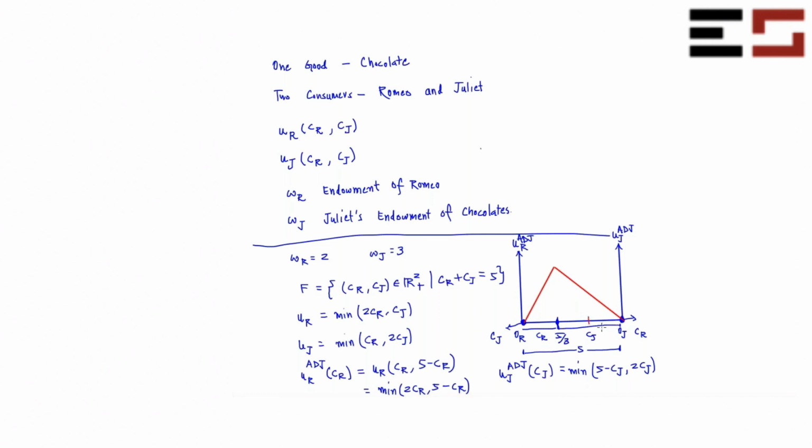Now by symmetry, because it's just the symmetric utility function from Juliet's perspective, you can do the same thing for Juliet, right? So Juliet will have preferences which can be represented in this way, of course assuming feasibility. And what is this point? This point must be 5 by 3 from this direction. So if it is 5 by 3 from this direction, it is 5 minus 5 by 3 from this direction, right? So 5 minus 5 by 3 is what? It is 10 by 3. So this point is 10 by 3. Is that clear?